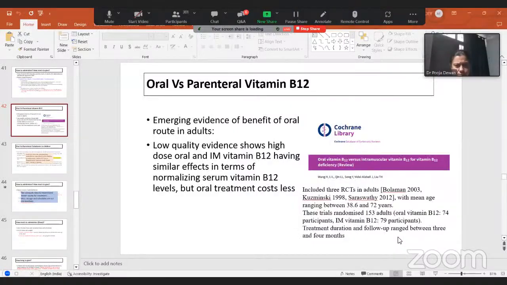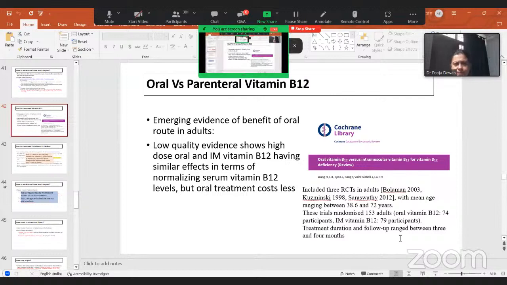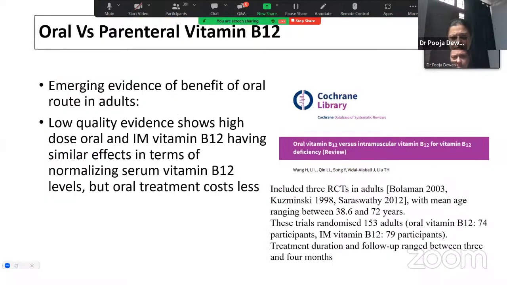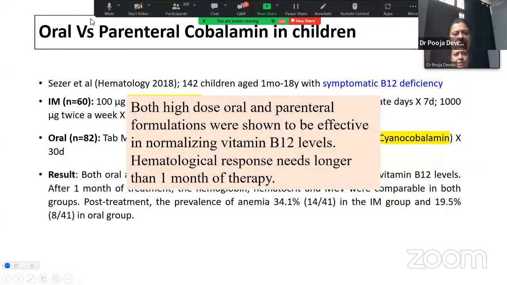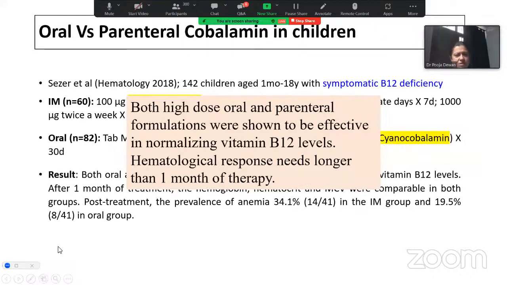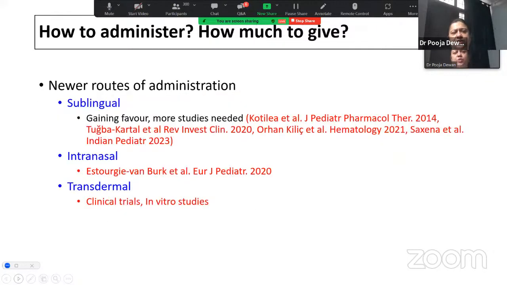Can you see? Yes, sir. I think you just have to make it full screen. Can we go back? The next slide. I think the animation is not coming. Never mind, I'll just tell about this study. This was a group back slide, sir. The previous slide.